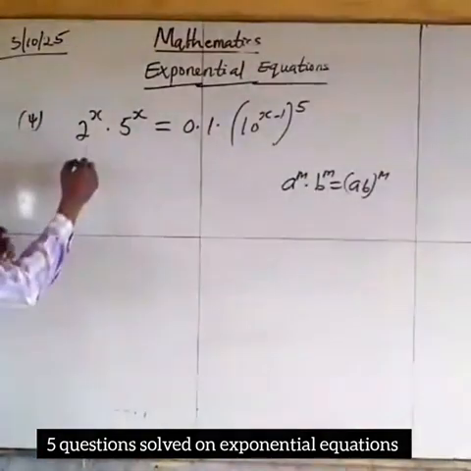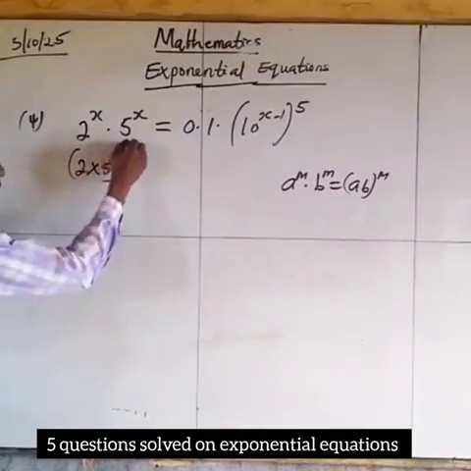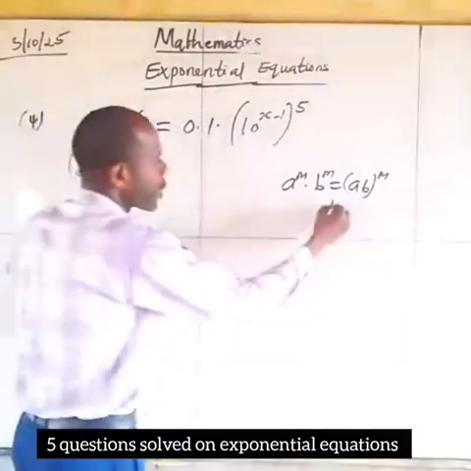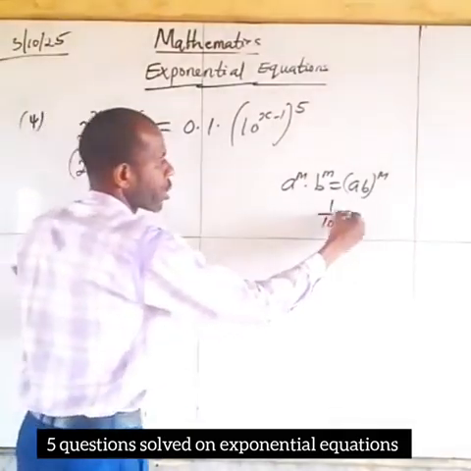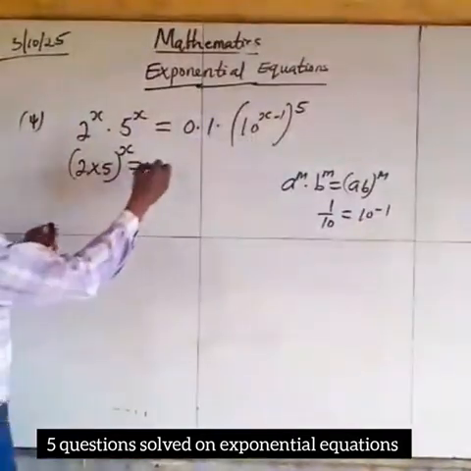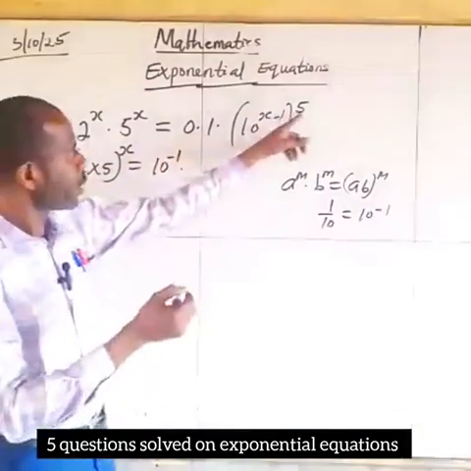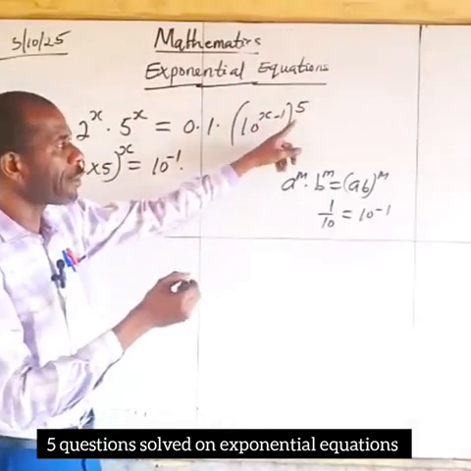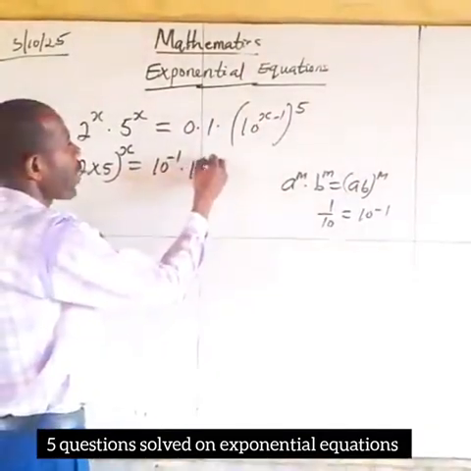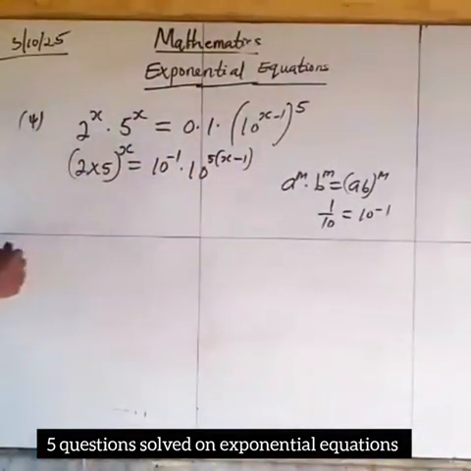So we need to now give us 2 times 5, then we are having a common power, equal to 1 over 10, which is sitting as 10 raised to the power negative 1. So it becomes 10 raised to the power negative 1 multiplying this power. We have a law that we have to multiply this exponent. Now it gives us 10 raised to the power 5 times x minus 1. Good.